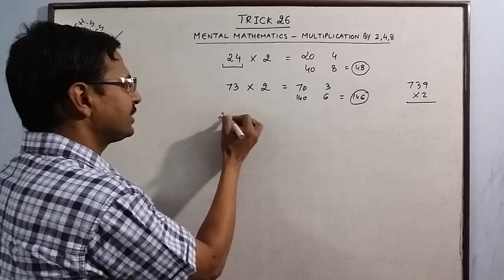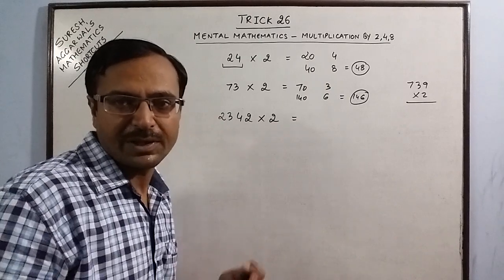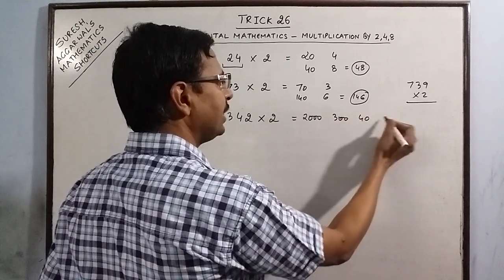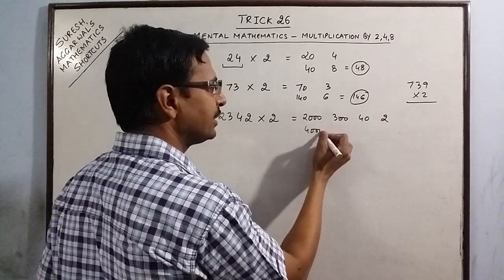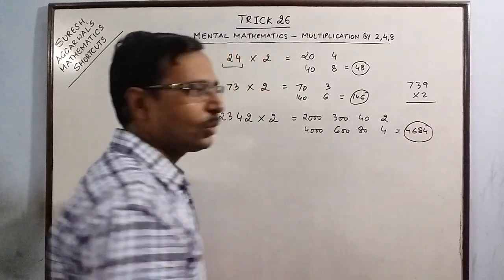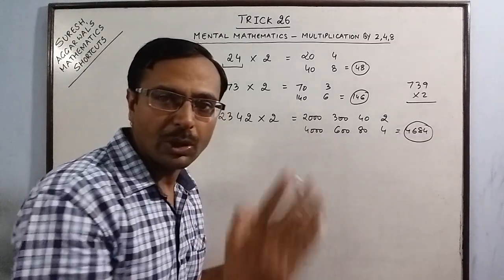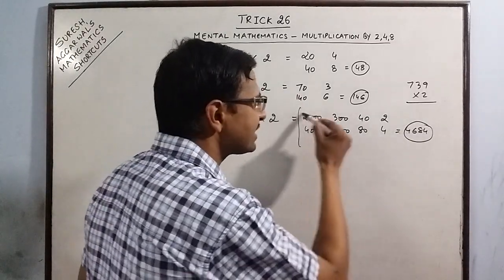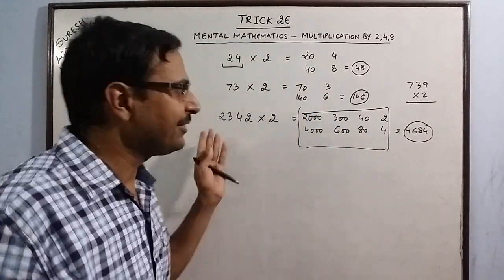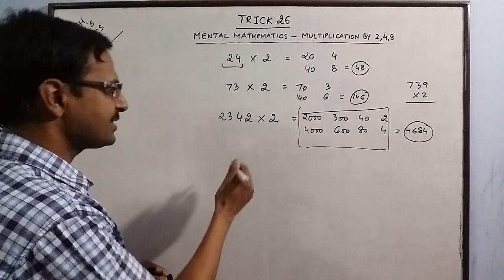I'll give you one more larger example. Say we have 2342 multiplied by 2. Now this makes things a bit complicated. Now I call it twenty-three, forty-two and I double it: 4600 and 84, 4684. 4684 is the answer. And I don't have to write the steps again. I am reiterating the same thing again and again, that this method is not long. You don't have to write all these steps. It is mental mathematics. Mental mathematics is done in mind, and you are arriving at the answer directly just by speaking the number in a right manner.